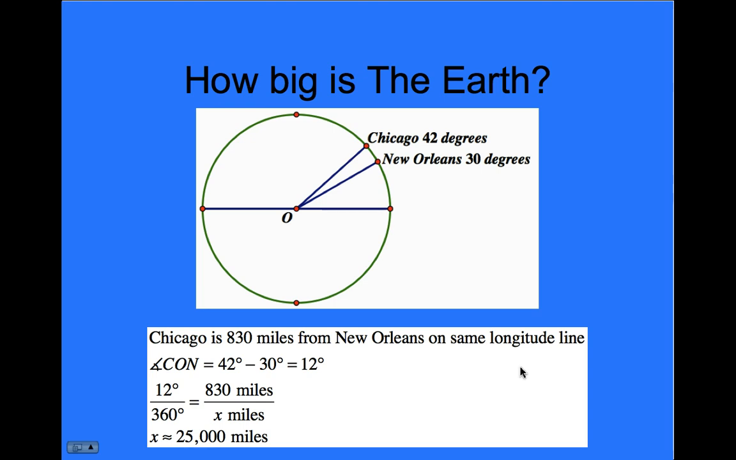So Chicago's at 40 degrees latitude, New Orleans is at 30 degrees latitude. We know that Chicago is 830 miles from New Orleans. The angle between Chicago, the angle there, CON, is 12 degrees. It's the difference between the two latitudes. A simple proportion, 12 to 360 is 830 to x, tells us that the circumference of the Earth is approximately 25,000 miles, which is accurate.